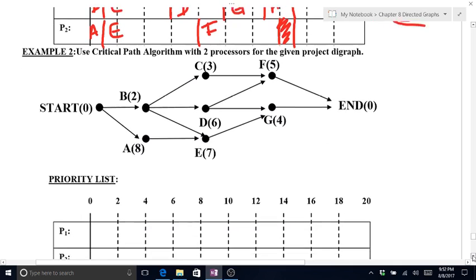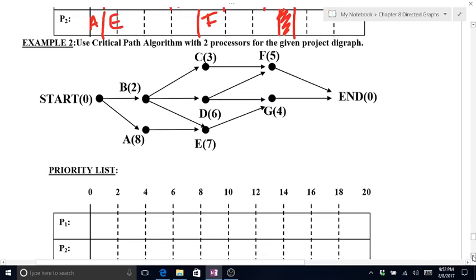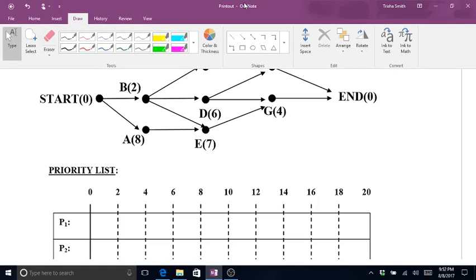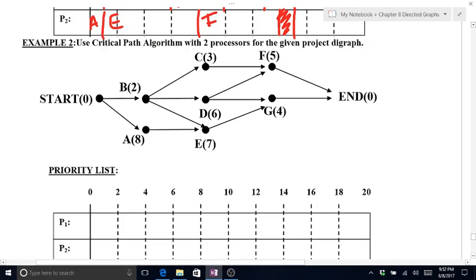Example number 2. Use the critical path algorithm with 2 processors for the given project digraph. This time I did not give you critical times. We have to do those first.